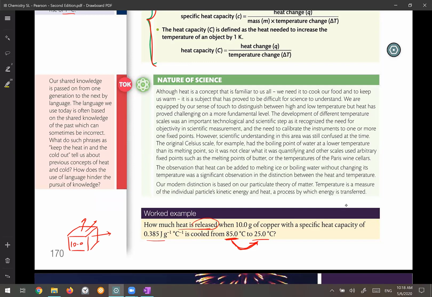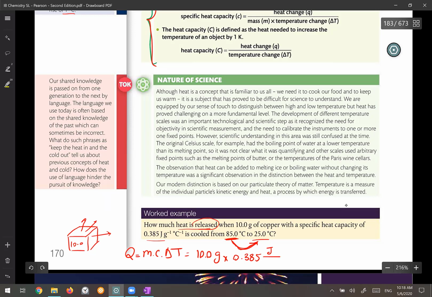Exothermic. It's exothermic, yeah. So let's find the Q for that one, because the heat is given out from the system. Q equals the mass times the specific heat capacity times delta T. The mass of the object is 10.0 gram, times the specific heat capacity, 0.385 joule per gram per degree centigrade, times the temperature change, where T final is 25, T initial is 85.